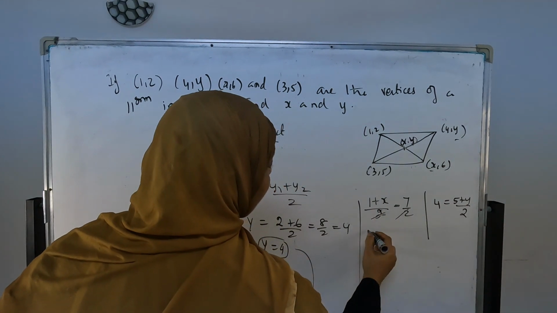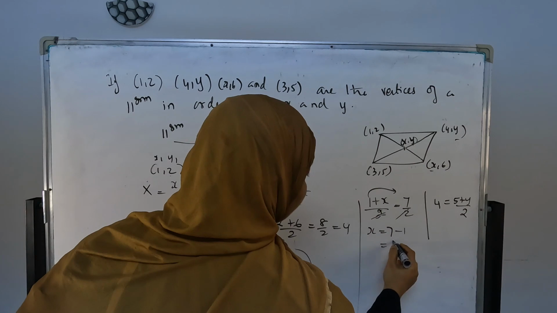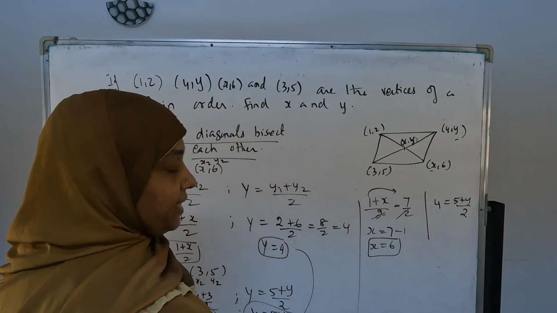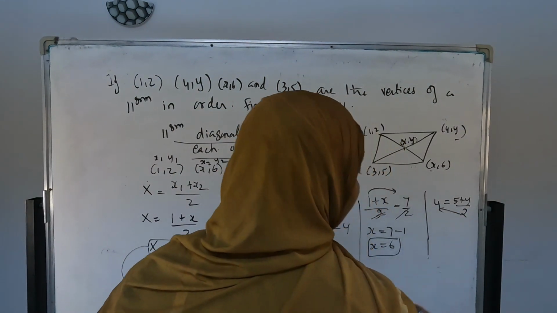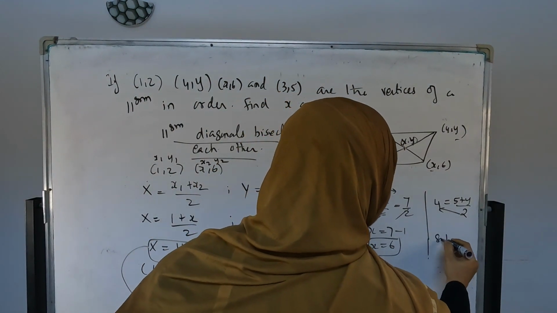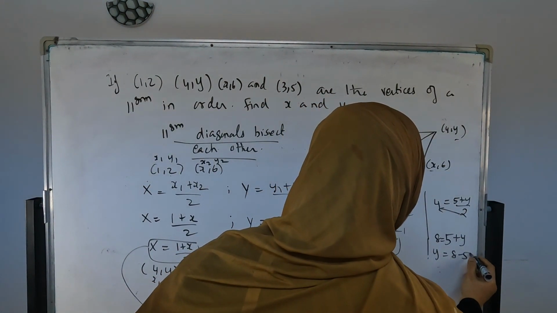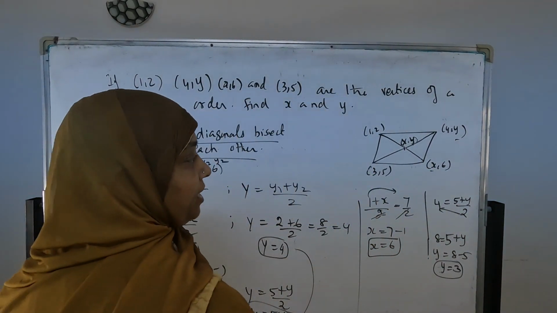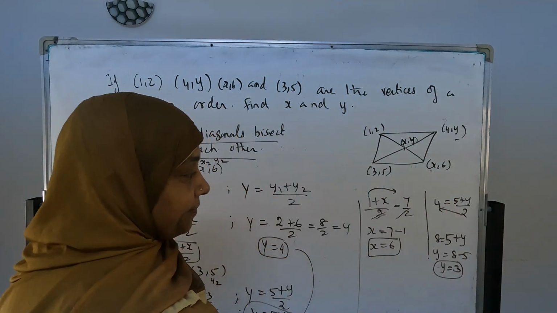This 2 will go, so this 1 will bring here. That time 7 minus 1 is 6, so x is 6. And this 2 we will bring here: 4 2s are 8, is equal to 5 plus y, so y is equal to 8 minus 5, y is equal to 3. So these points are 4, 3 and 6, 6 only.